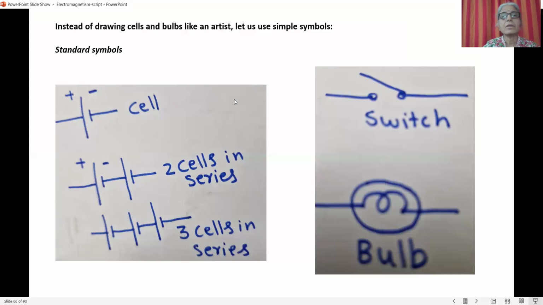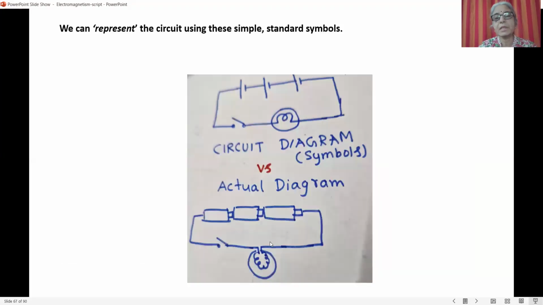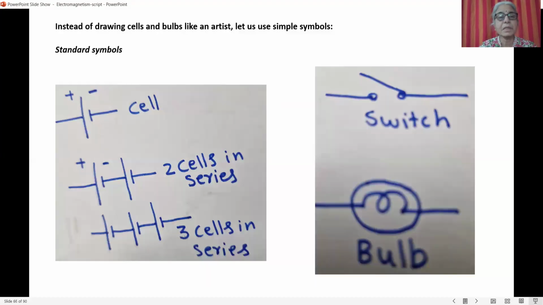We have been drawing the diagrams for our electric circuits. A circuit is nothing but a closed path for the electric current. So instead of drawing the various parts of the circuit each time, it is more convenient to use some standard symbols to represent the parts. Here below I have an actual diagram, and at the top I have a diagram that uses a standard set of symbols. So what are the standard symbols?